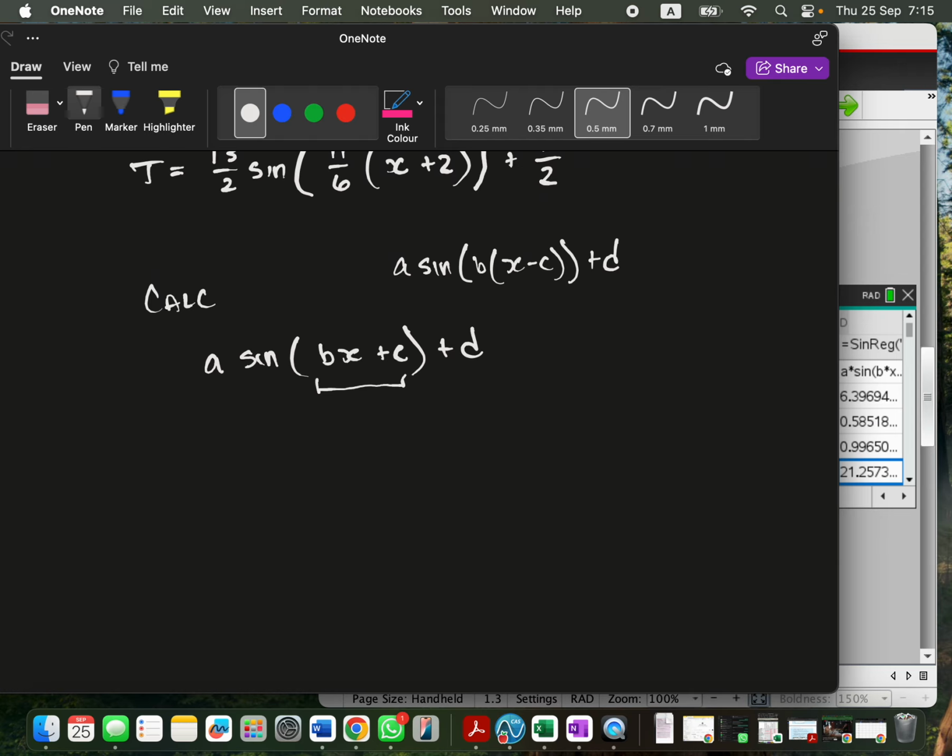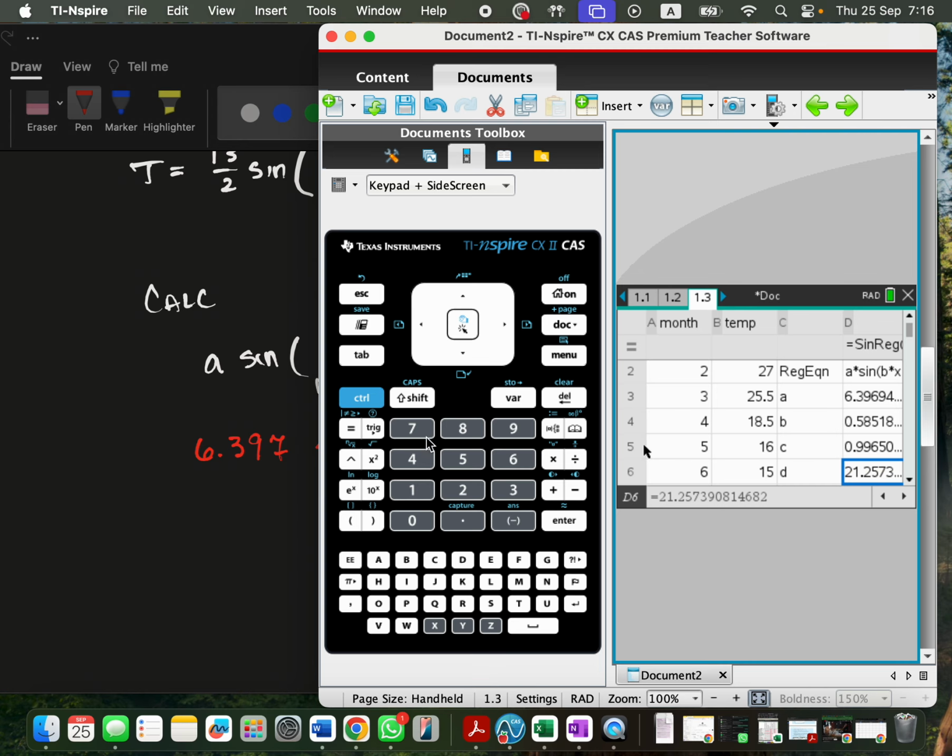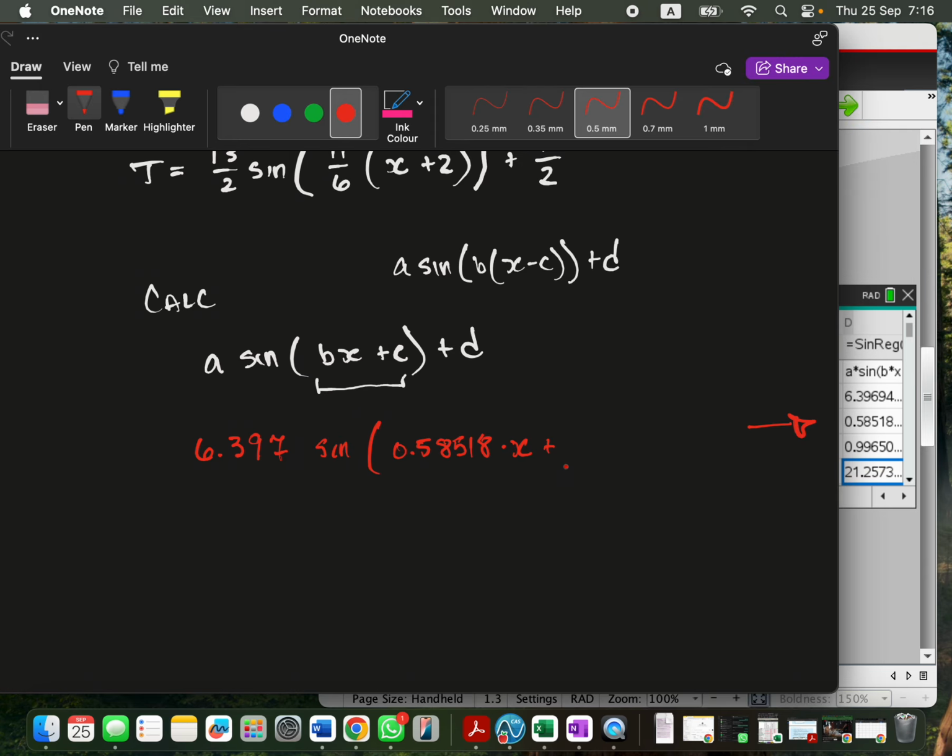So what the calculator is saying, and again, I'm pulling it from right there, you can just barely see it, is the calculator is saying that this should be 6.397 sine of 0.58518 times X plus, I gotta check that was that negative number, 0.9965, and then I'm adding plus 21.26.